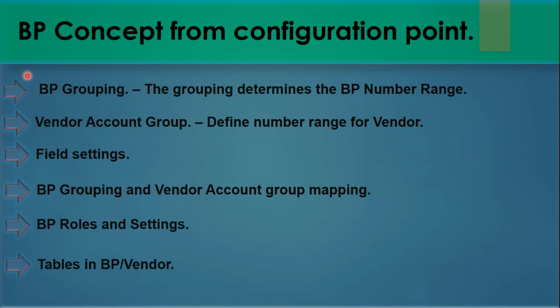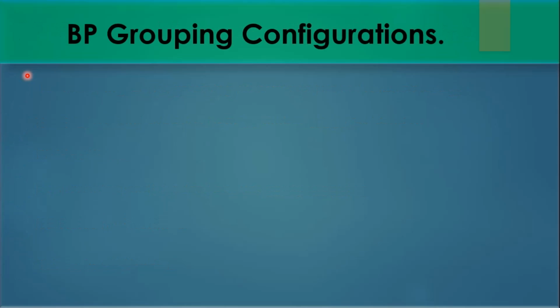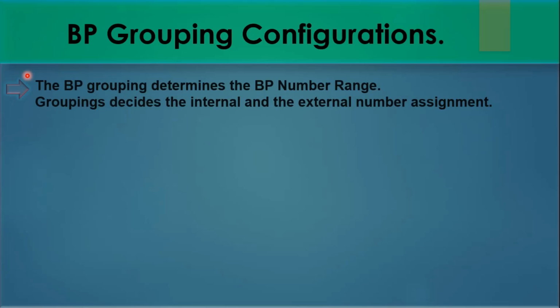Then next I will cover the various tables in BP and for BP and vendor. Now we will start with the actual configuration of BP one by one. First I will cover BP grouping configuration. As I already told you, BP grouping configuration determines the BP number, and it depends on whether we have assigned an external number or internal number range. According to the configuration it decides the number.